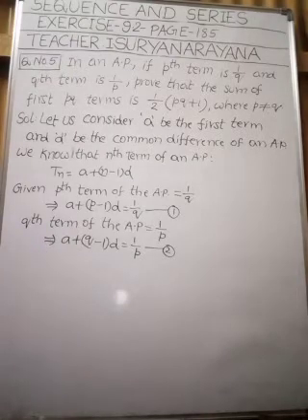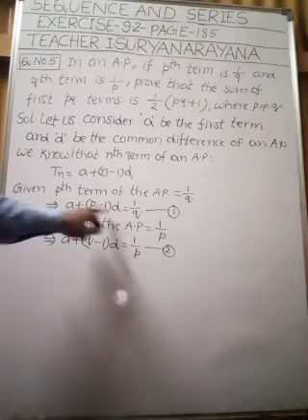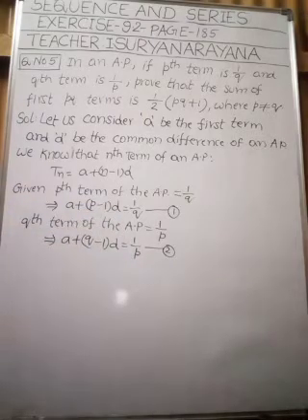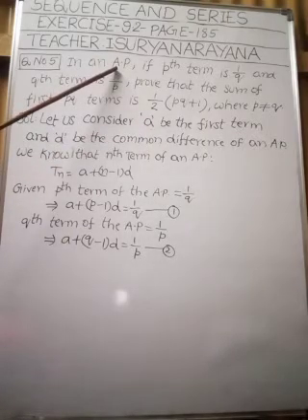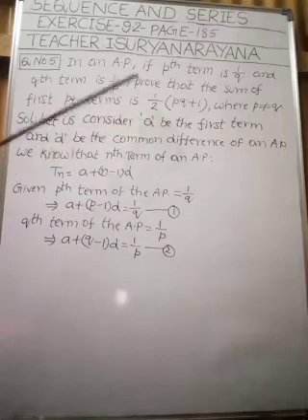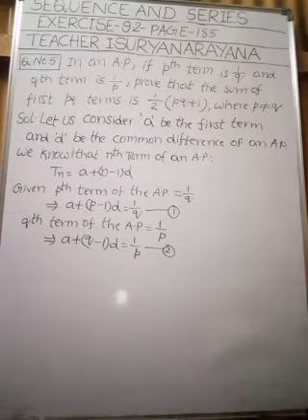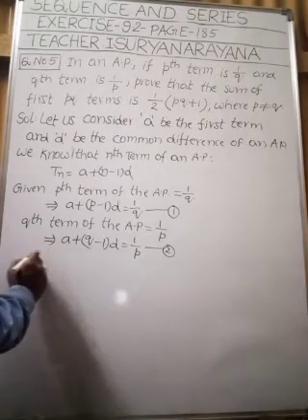equations, they are linear equations in two variables A and D. These are unknown quantities. We have to find out what is A, the first term of this arithmetic progression, and what is the common difference of this arithmetic progression, which were not given in the question. So we have to find them. Okay, my children, so let us solve.